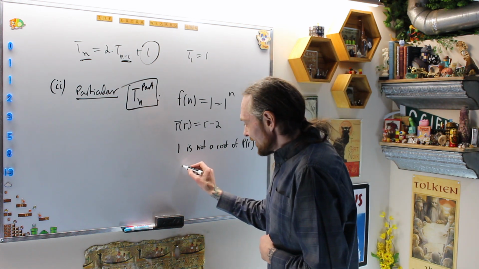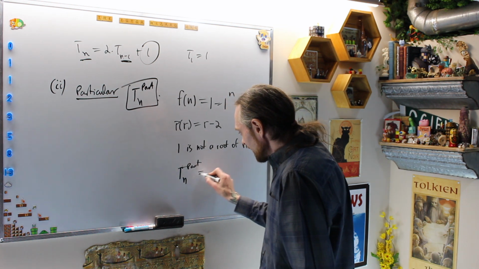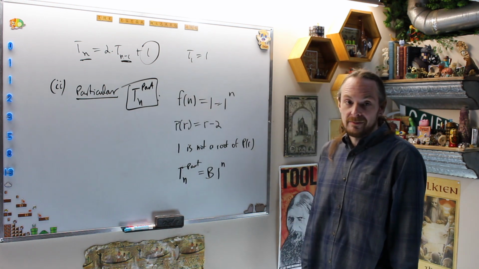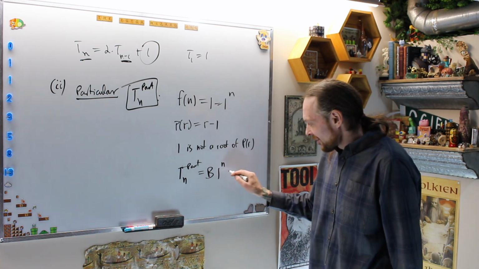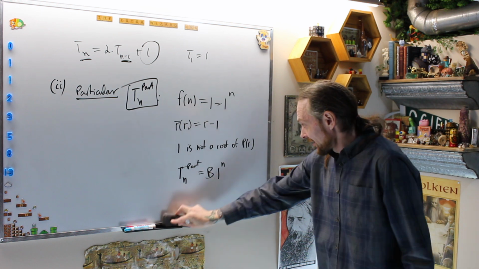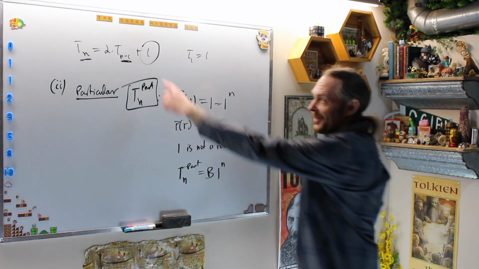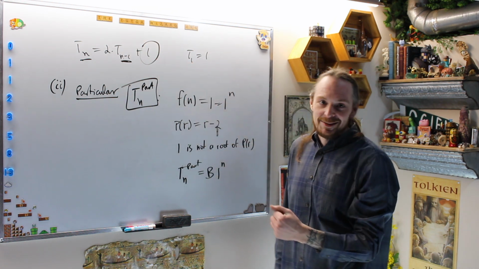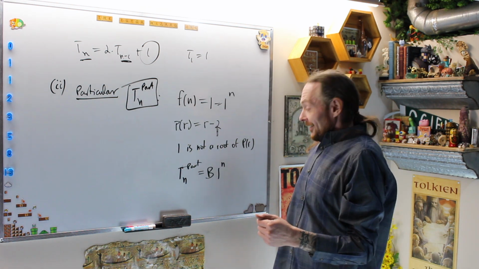That means we're going to guess Tn particular is going to equal b times 1 to the n. If it was a root, we would have to multiply by n. But in this case, we didn't. So if you don't know the theory, don't worry about it. We didn't have to do that extra horrible condition. That's why non-homogeneous kth order recurrence relations are not easy to solve, it turns out. Also extremely useful in computer science.